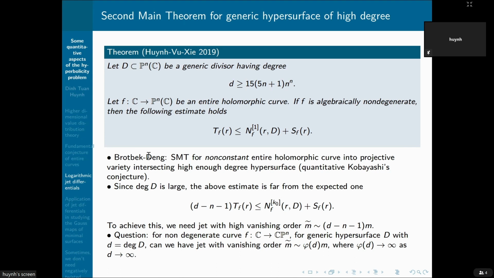So at the moment, we don't know, under the non-degeneracy condition, whether we can have a jet with vanishing order like phi(d) m, where phi(d) tends to infinity as d tends to infinity. If we can get this, then we can at least get the asymptotic version of the fundamental conjecture for entire curves, the defect relation version. But still, this may require lots of work.